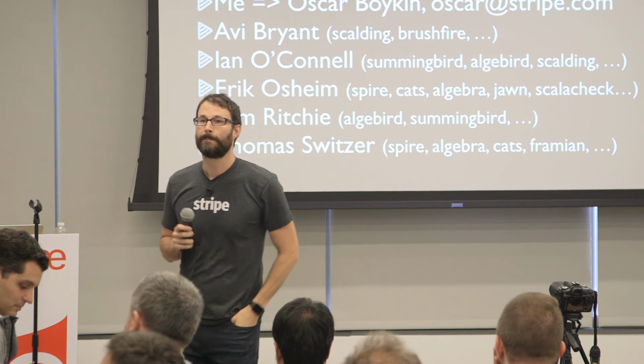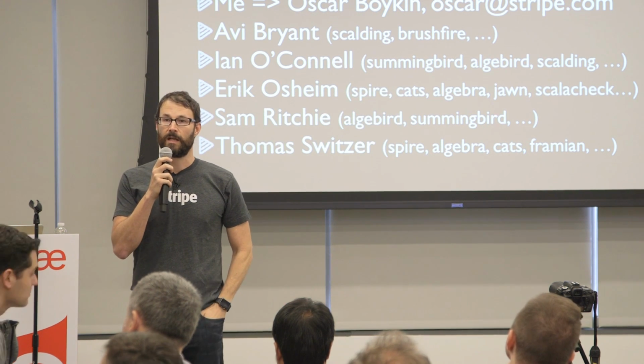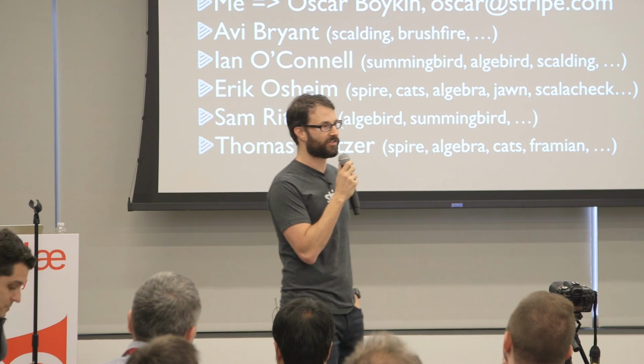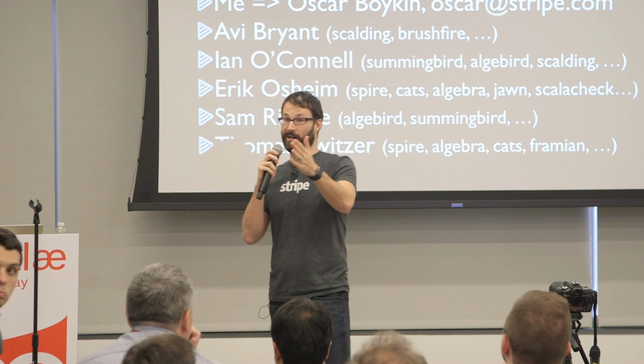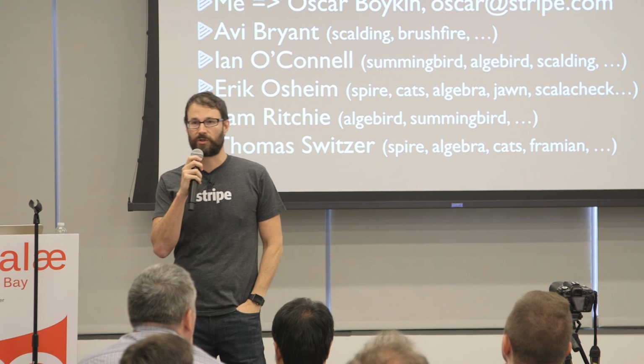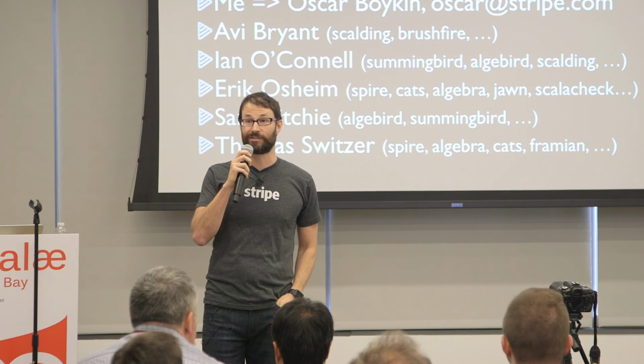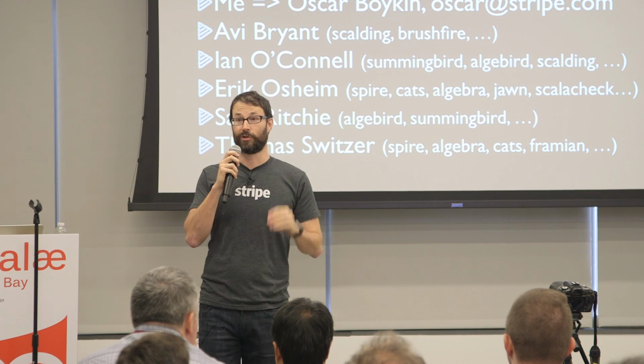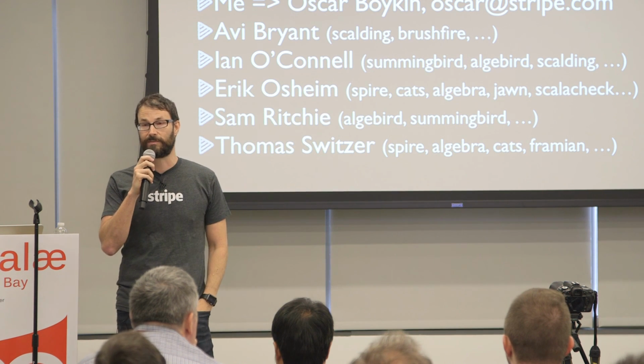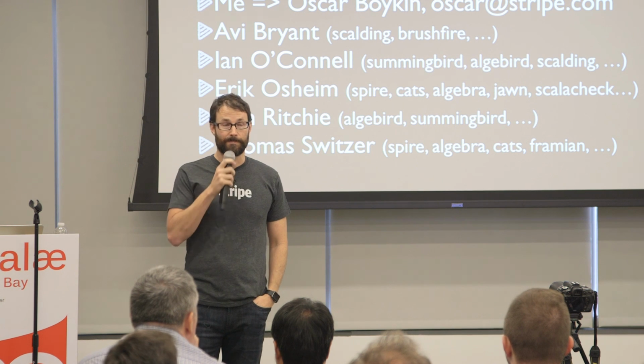Yes? What would you suggest for complex numbers? So the question was, what would I suggest using for complex numbers? Spire has awesome complex numbers. They have quaternions. You can do complex numbers over integers, complex numbers over doubles, complex numbers over computable reals. So it's got some really cool complex number handling.